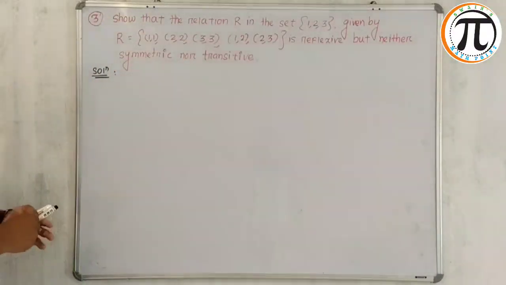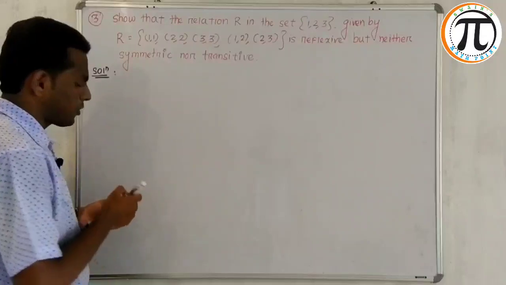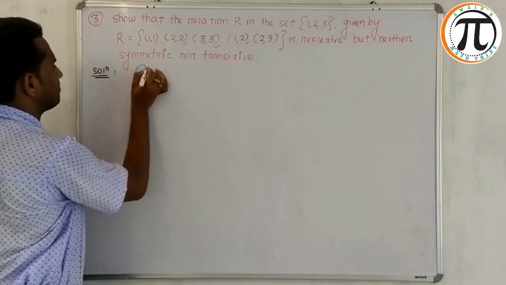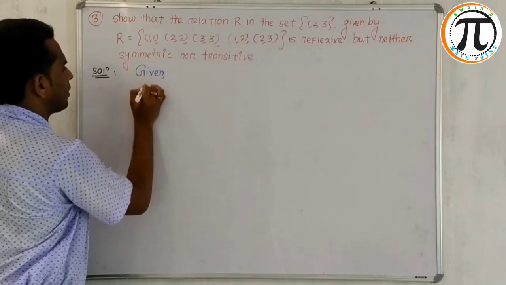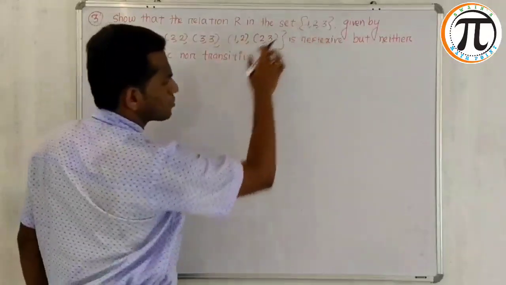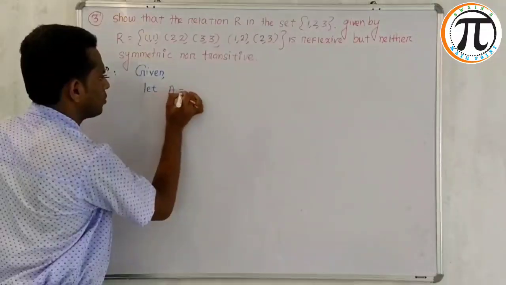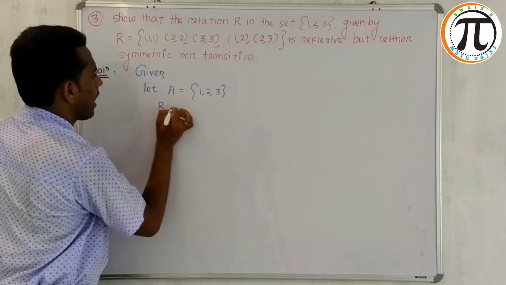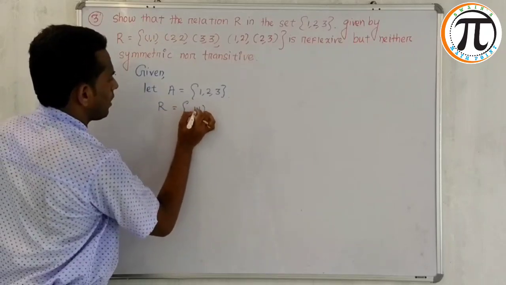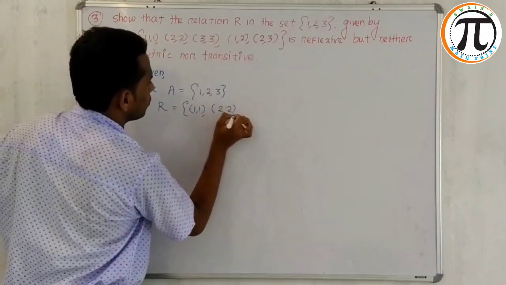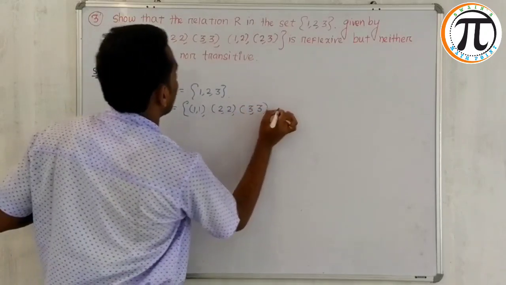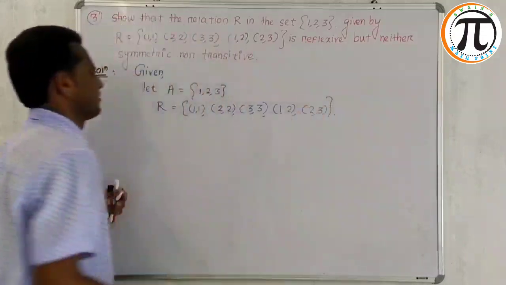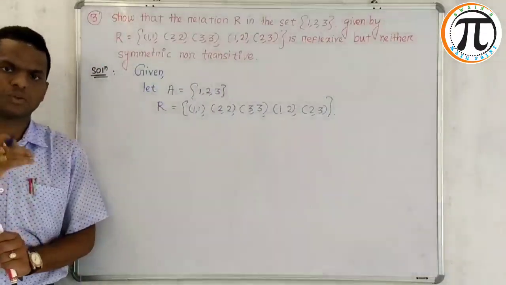Look, this is also a very small question. Okay, so first thing, I have already told you, first write the given data. So what is the given data? Let A be the set. Let A equal to {1, 2, 3}, and also R is given as {(1,1),(2,2),(3,3),(1,2),(2,3)}. Okay, so this is the given relation. First write the set and relation in every question.